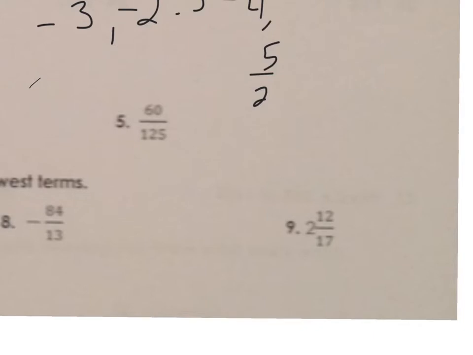Number 5, 60 and 125. What goes into both of these? Well, 5 does, so let's start there. 60 divided by 5 is 12, and 125 divided by 5 is 25. And that would be simplified.